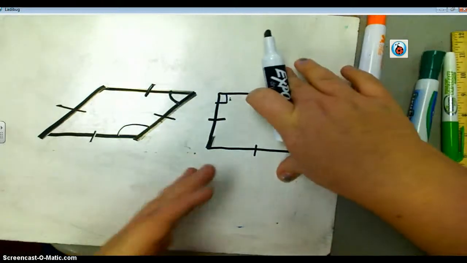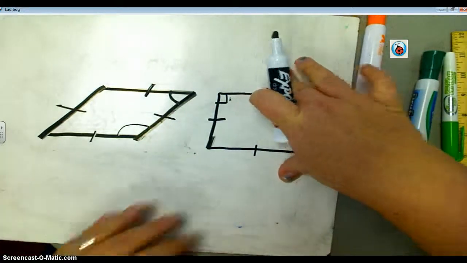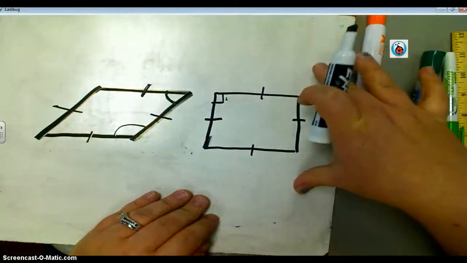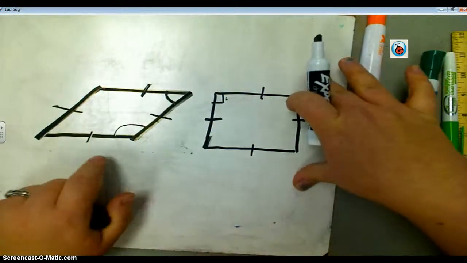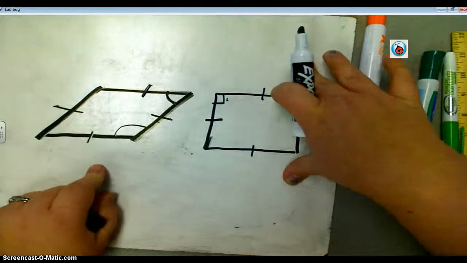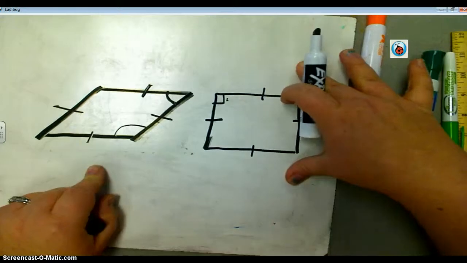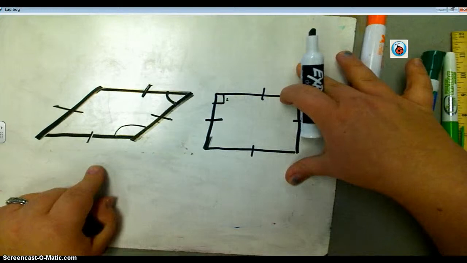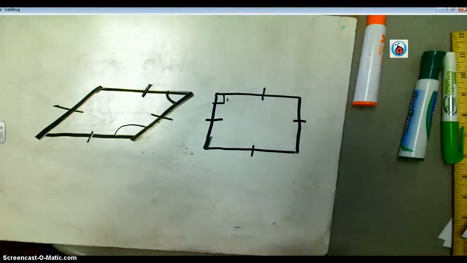That's the only difference between a square or a rectangle and a parallelogram. Well, obviously in a square all the sides are going to be the same length, but a rectangle and a square are types of parallelograms. We call them rectangles and squares because they have a more specific definition that ties in the fact that they have 90-degree angles. Okay?